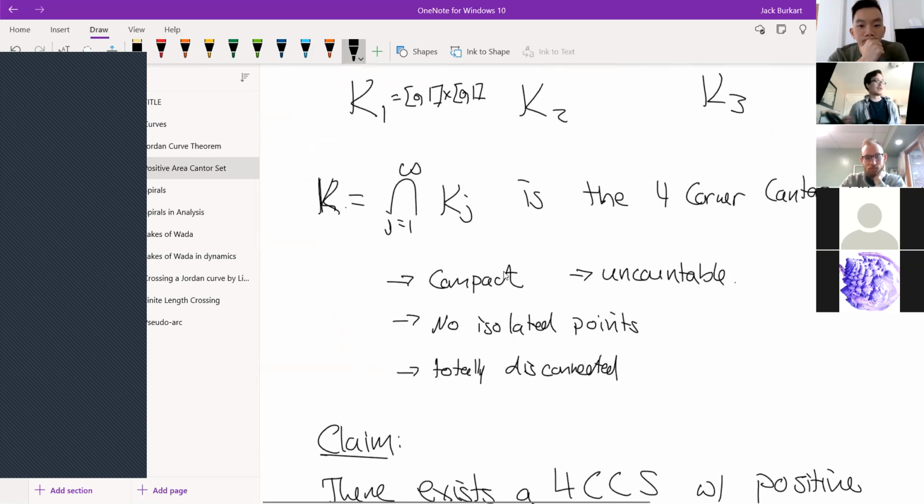And you can verify that this set is compact. The set is uncountable, and in particular, it's non-empty. You can verify that it has no isolated points. So you can approach any point inside the Cantor set by other points inside of the Cantor set. And you can also verify that it's totally disconnected. These are all the same properties as the middle thirds Cantor set.